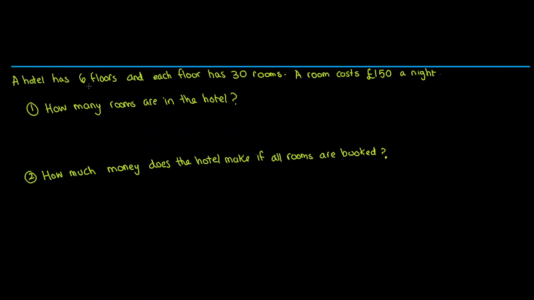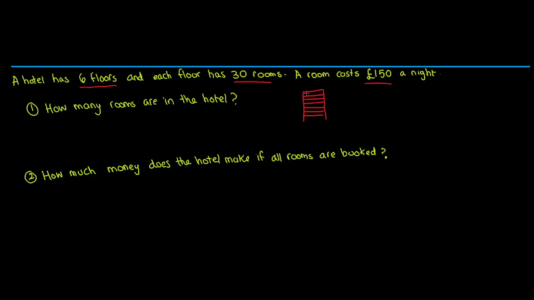There's a hotel and it has 6 floors, and each floor has 30 rooms. And in order to book a room in that hotel, that room costs 150 per night or per day. How many rooms are in the hotel? So the hotel is big. It's got 6 floors. There's 1, 2, 3, 4, 5, 6 floors.